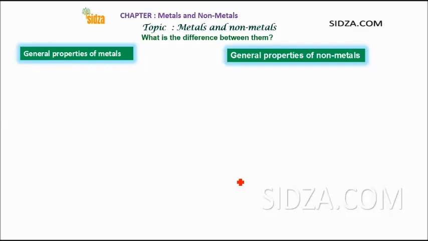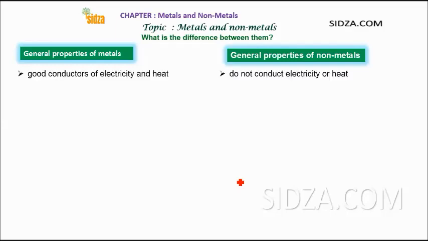Now let us discuss the difference between metals and non-metals. The first property is that metals are good conductors of heat and electricity. So metals can conduct heat and electricity, whereas non-metals do not. There are certain exceptions also. We'll talk about the exceptions later on. But let's discuss the general differences first. Metals are good conductors of heat and electricity, whereas non-metals don't conduct heat and electricity.